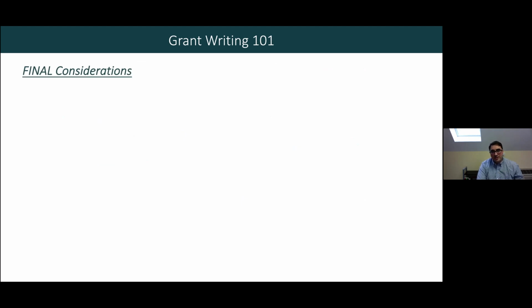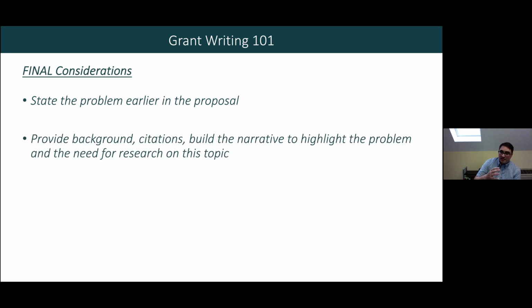Just to close on this section, some of the things that you need to think about is to state the problem early. Don't assume that the reviewers already know what you're planning to work on and why this topic is so important. Make sure that you state very clearly, using the science, citations, and background, and build a narrative so you can highlight what is a new topic, what is a new type of research that needs to be done that hasn't been done in the past.